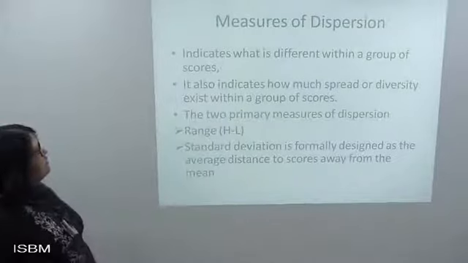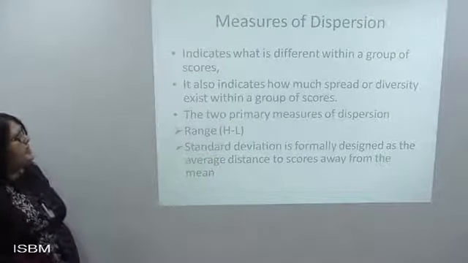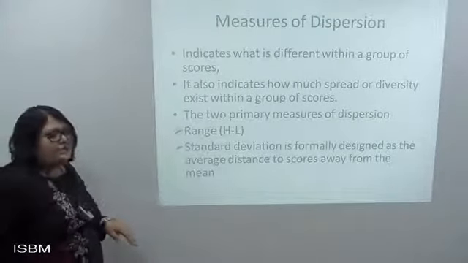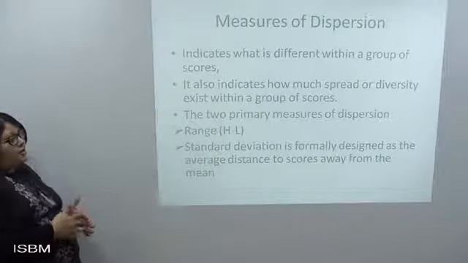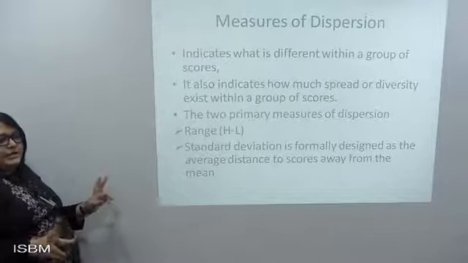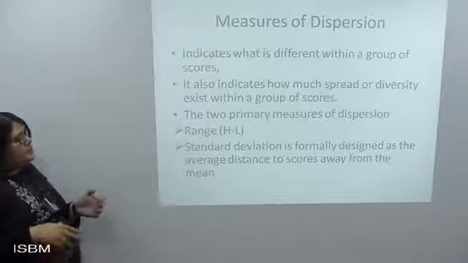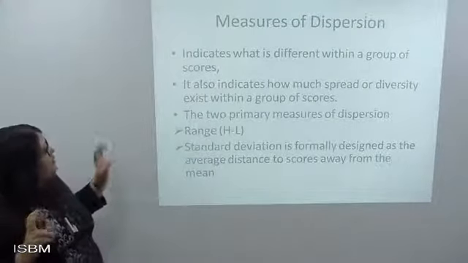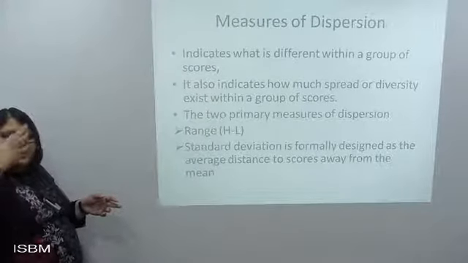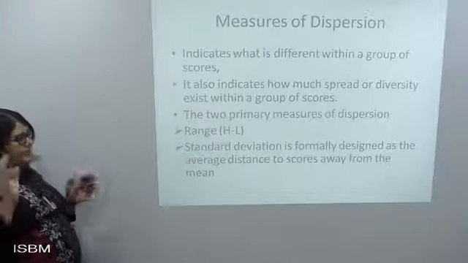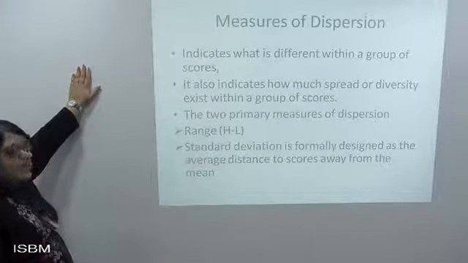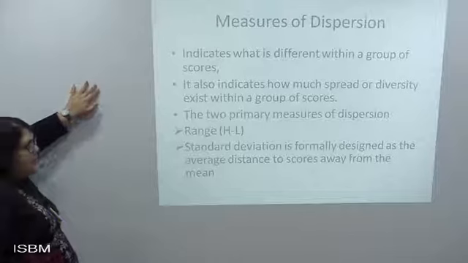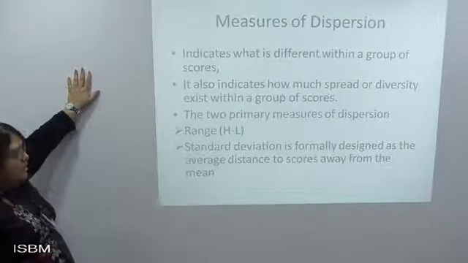Now we go to measures of dispersion. Measures of dispersion indicate the difference between a group of scores, and the difference also indicates how much spread or diversity exists within those groups. So you have your range there. That is your higher limit minus your lower limit. It lets you know the highest point and the lowest point, and the disparity which exists in that group of scores. Now usually we use standard deviation. It is a very popular measure of deviation, and it's normally defined as the average distance of scores from the mean.